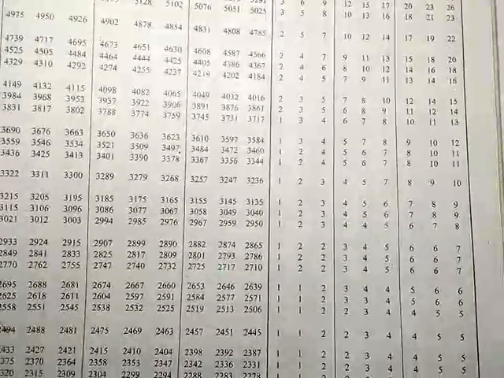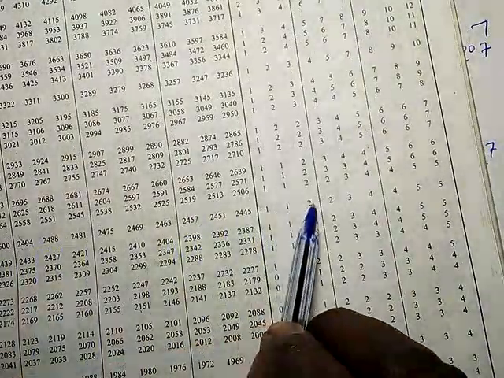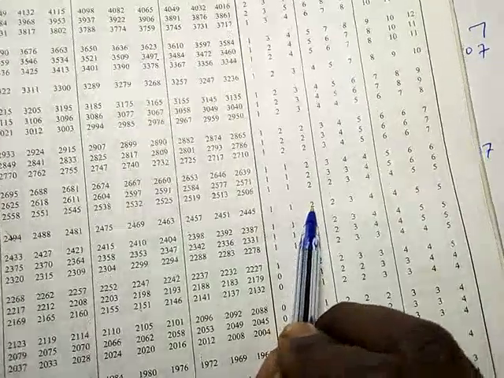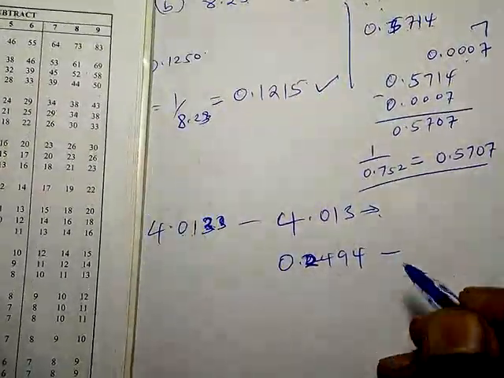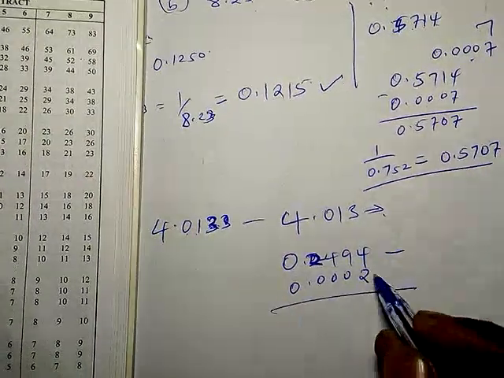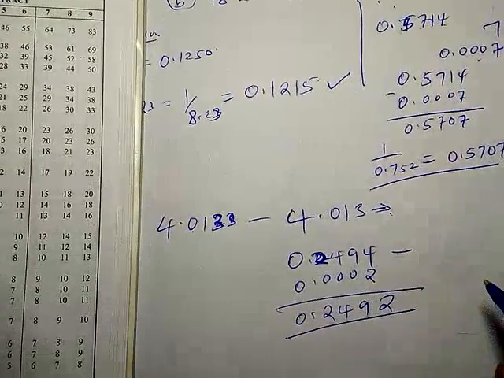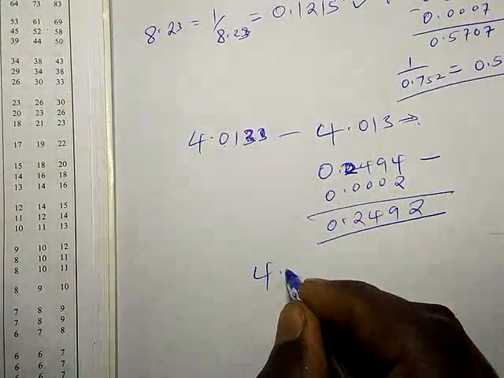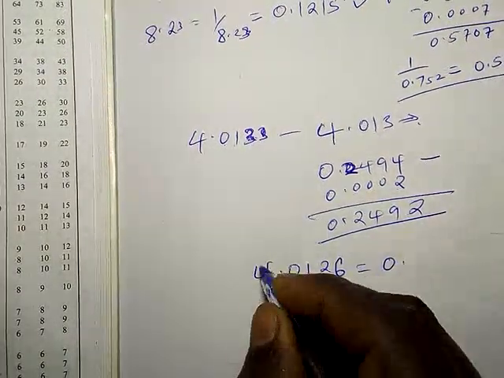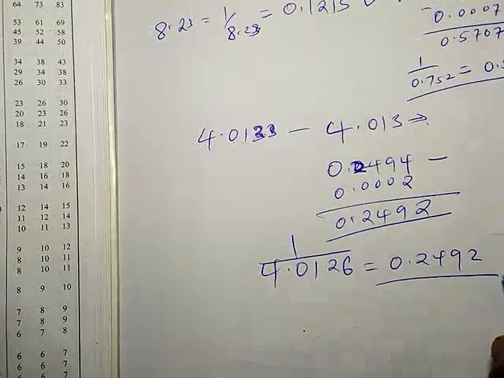And then we go along the row to where we have the column 3 is here. So we have there 2. So we subtract 0.0002. So the reciprocal of 4.0126, that is 1 over that, is 0.2492.